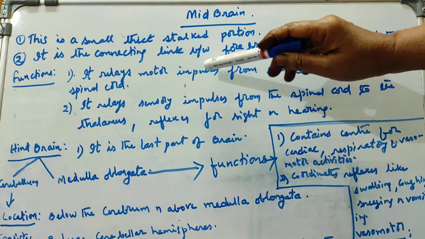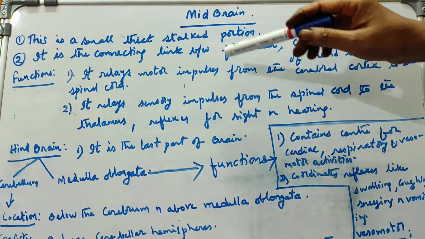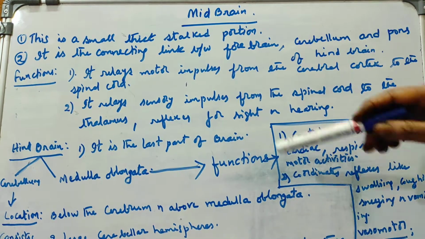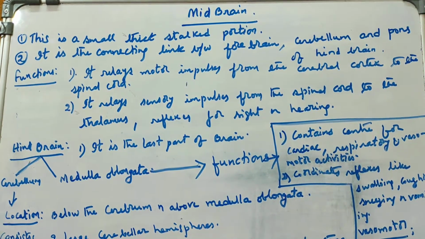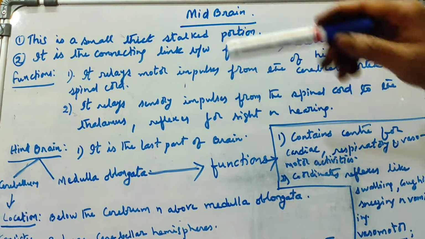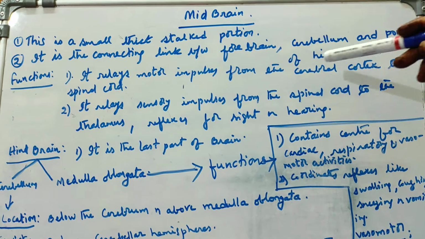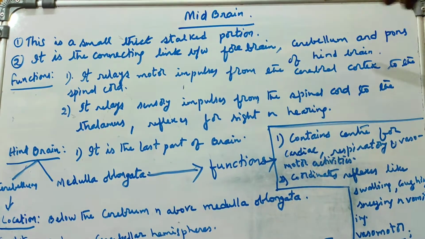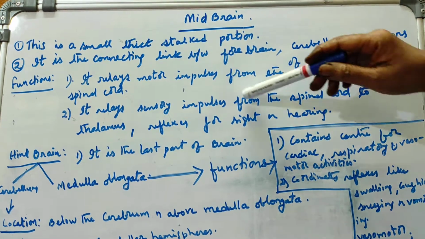So the sensory thing will be sent to the brain, and the motor, that is, the reaction of how to react to the situation, that is from the brain. Okay, even that will also be done by this midbrain itself. Okay, so sensory as well as motor impulses from the cerebral cortex to the spinal cord, and from the spinal cord to the cerebral cortex. Okay, so like this, the functions.